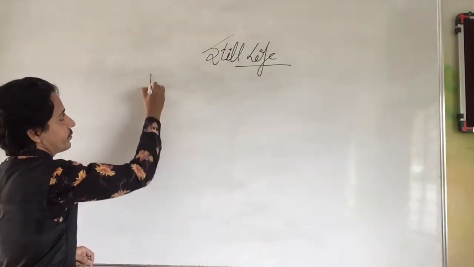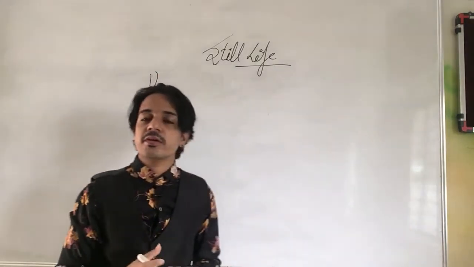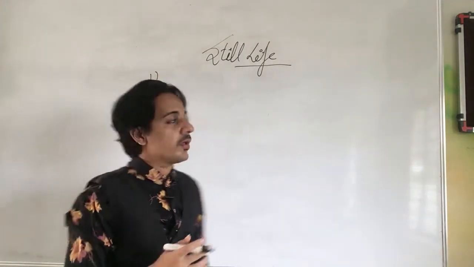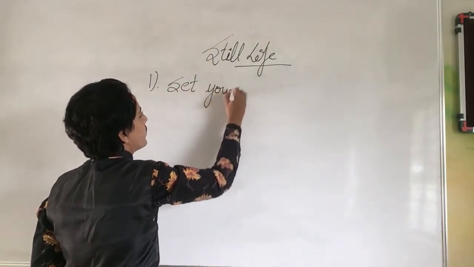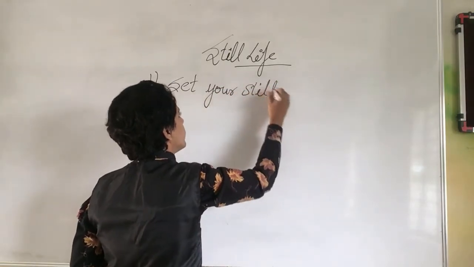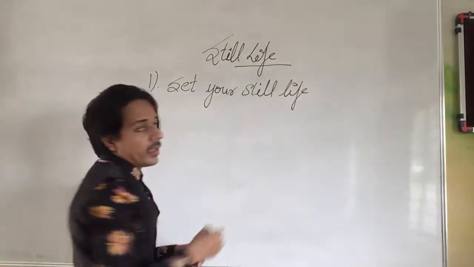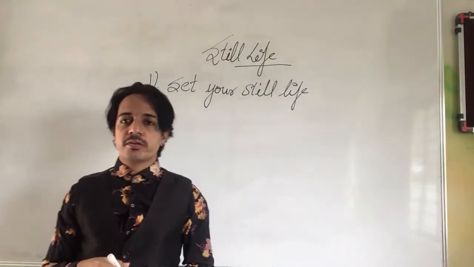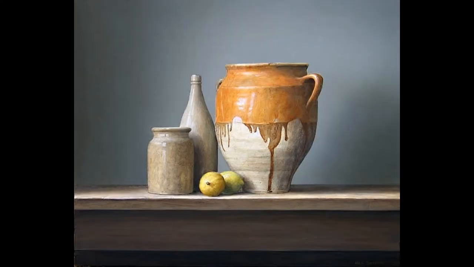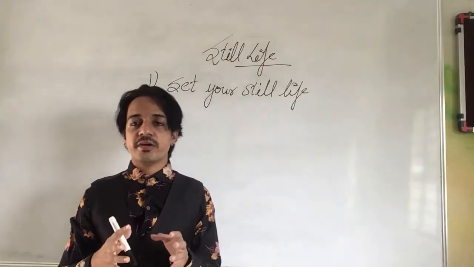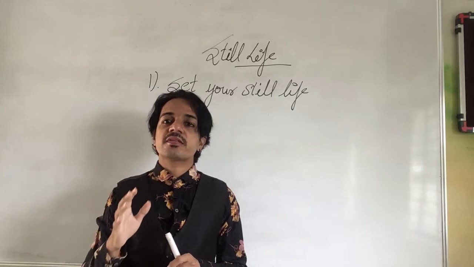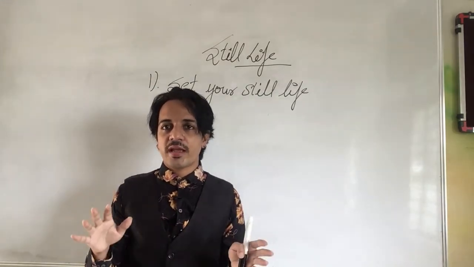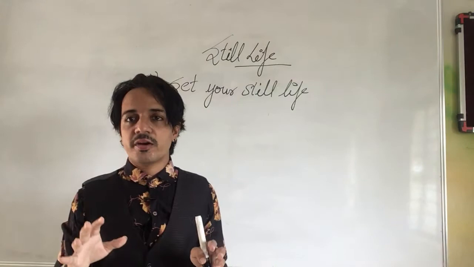Rule number 1, you have to set your own still life. Any objects like pots, vessels, pans, fruits, vegetables, you can arrange in front of you and check from the different directions. If it is correct or you think it's all right for you, then you can start drawing it.